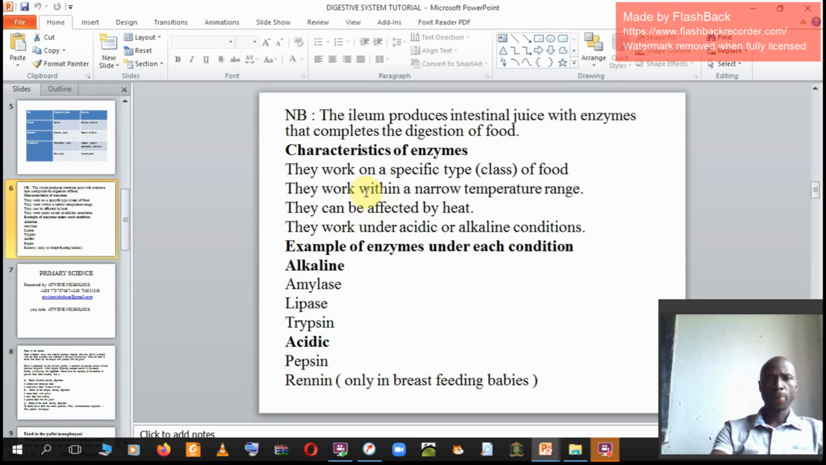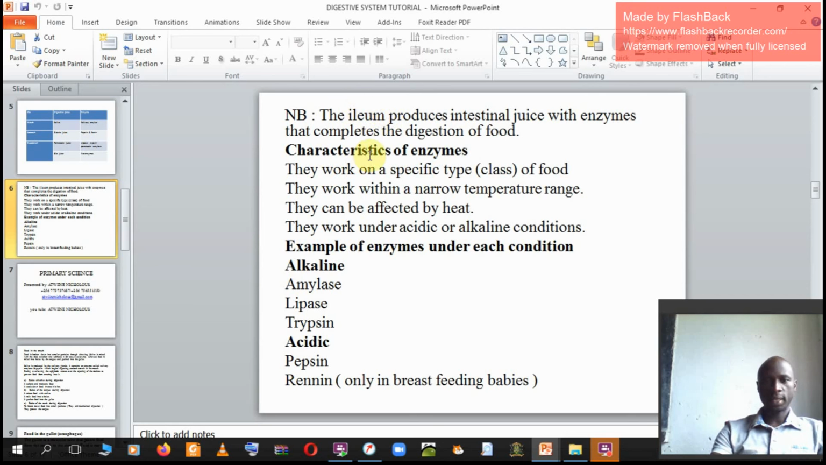We have the ileum. The ileum produces intestinal juice with enzymes that complete the digestion of food. And it is in the ileum where absorption of digested food occurs. So once they ask, where does absorption of digested food occur? You must say absorption of digested food occurs in the ileum.